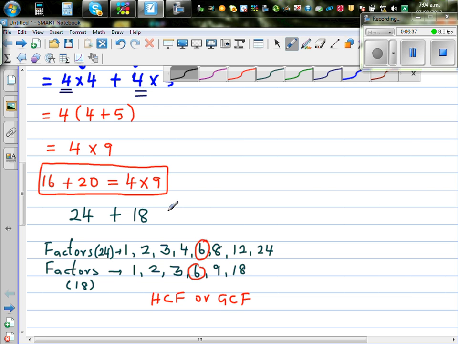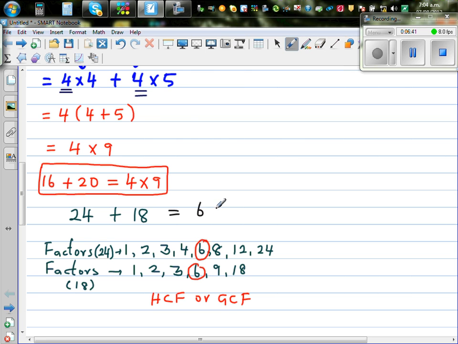So this I'm going to write. This is the same as 24 is 6 times 4, and 18 is 6 times 3. So can you take out the common factors? If you take out the common factors, that is the same as 6 times (4 plus 3), which is 6 times 7.